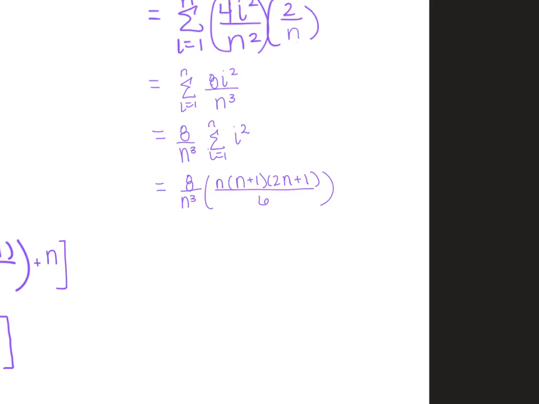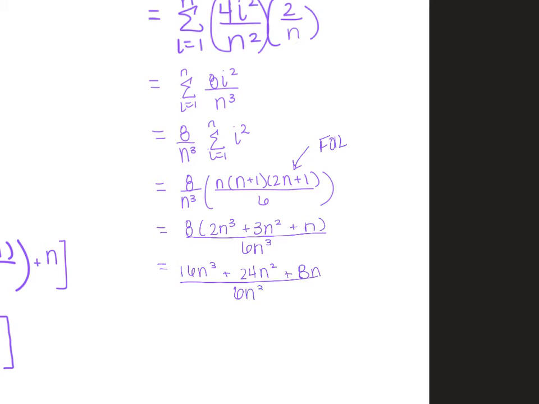Now, as you work with these more, you will start remembering these, but until then you can just FOIL, and you can just multiply and do whatever you need to do. So we have 8 times 2n cubed plus 3n squared plus n, and that's all going to be over 6n cubed. So we have 16n cubed plus 24n squared plus 8n all over 6n cubed. So I just distribute the 8 to the top. Now you can separate it.